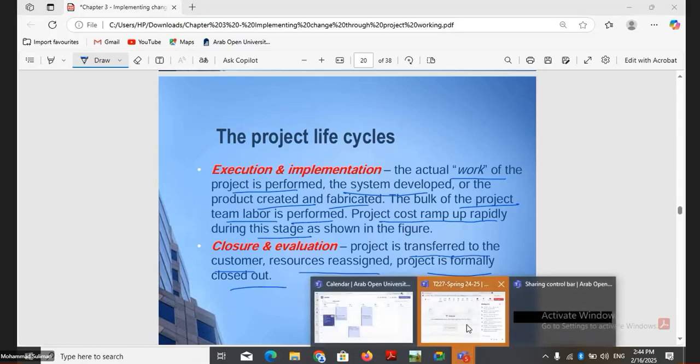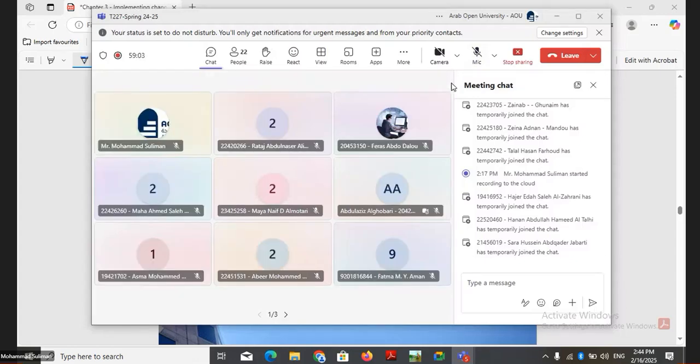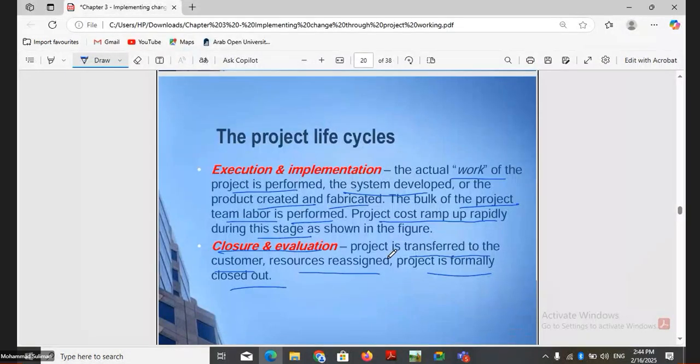So finally, in the closure and evaluation stage, the project is transferred to the customer. It means we release the project to the customer. Resources are reassigned, all the resources like teams, into another project, right? External contracts will be closed, right? And the project is formally closed out. We complete the project.